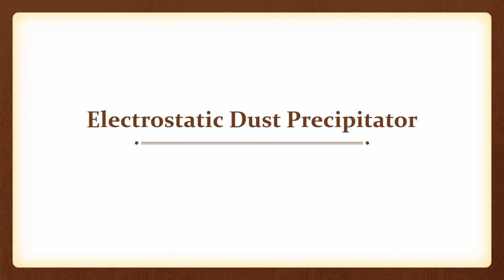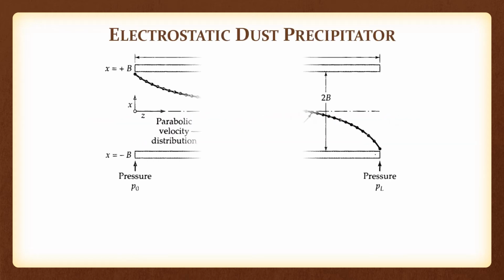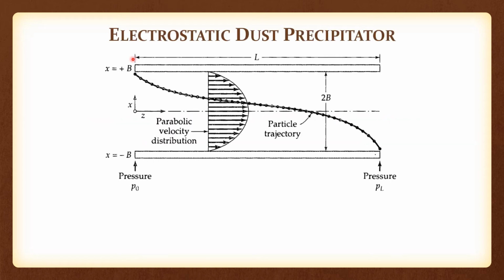The third problem is a very interesting problem of an electrostatic dust precipitator. This is a practical device that is proposed in Stewart, Lightfoot again. So here is the problem. There are two plates, each of length L. They are parallel and are separated by a distance 2b.